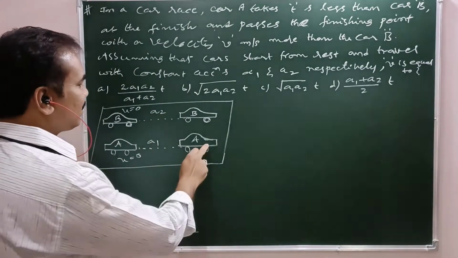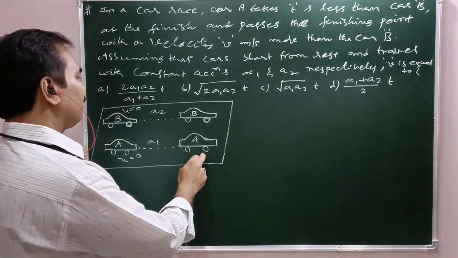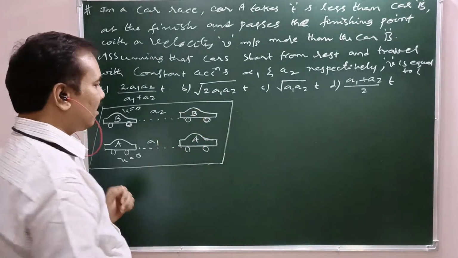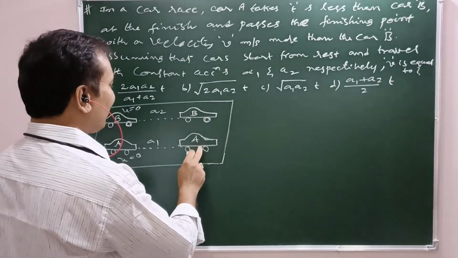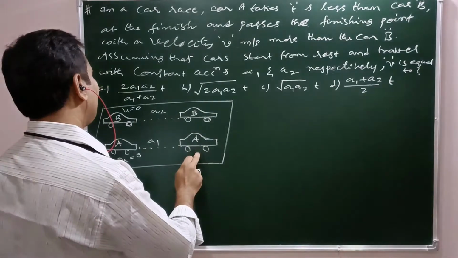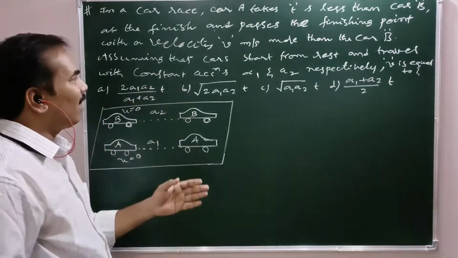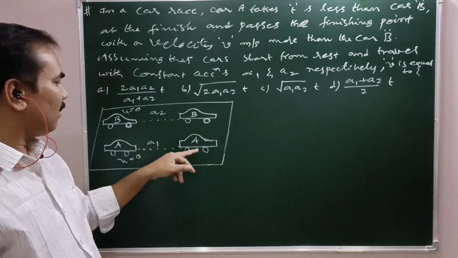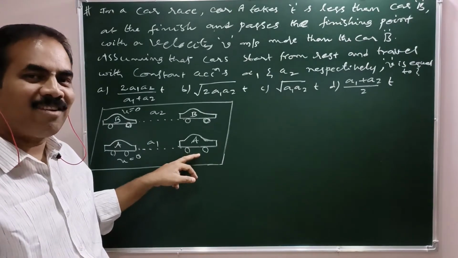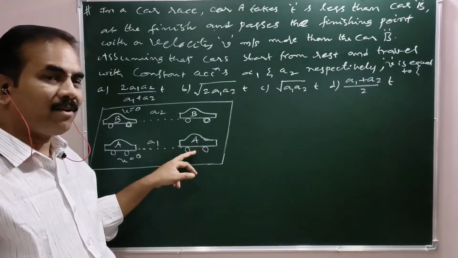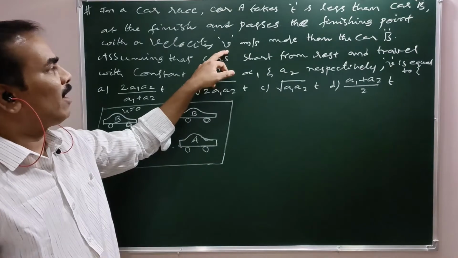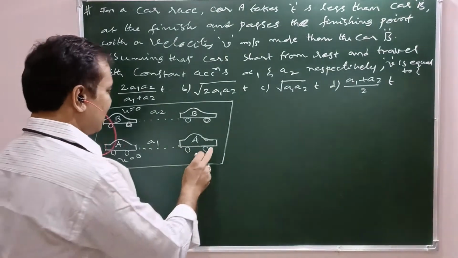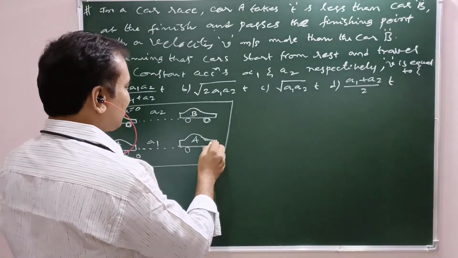Right. So this is the final destination point for both A and B. Now from the data, car A takes t seconds less than car B and acquires v meters per second more velocity than car B. So here at the end, what is the velocity of car A?